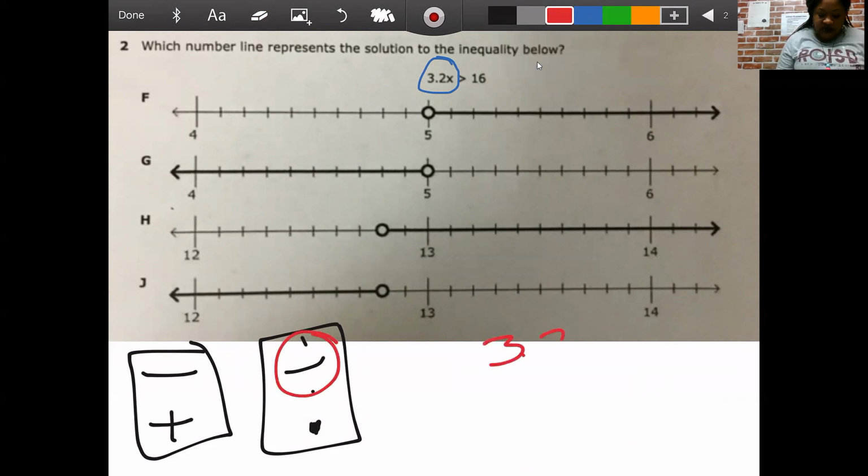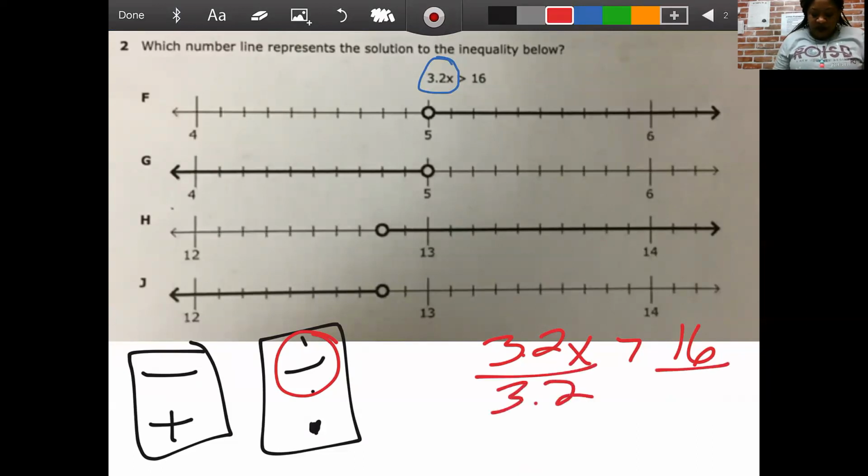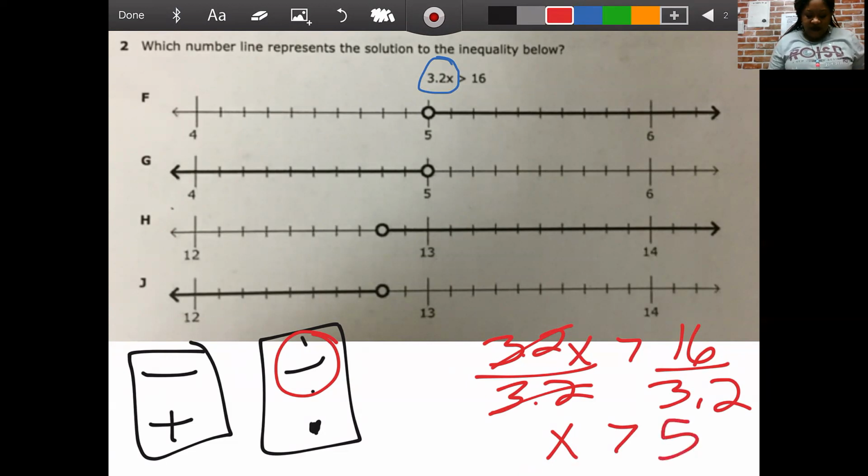So 3.2x is greater than 16. Now remember, you have to get x by itself. In order to get x by itself, you do the opposite operation. Get rid of that 3.2. 3.2 divided by 3.2 cancels out. It's 1, so you have 1x. Bring your sign down. 16 divided by 3.2 is 5. So x is greater than 5. Let's go to the number line so we can match that up to our equation.